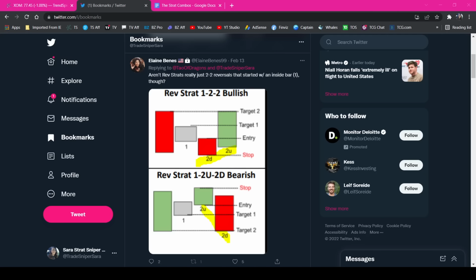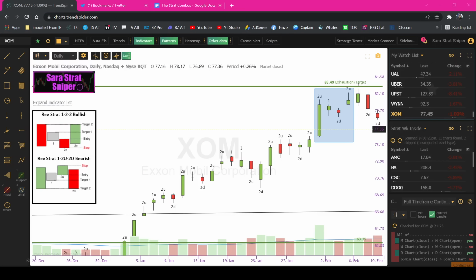And they are executed the same way as a 2-2 reversal, but what is different about them is the psychology. So I really want to dive into that today. If you look at the left side of my screen, you will see I have an image of both of the RevStrats. There is a bullish RevStrat and there is a bearish RevStrat. In technical analysis terms, a RevStrat is basically our version of a bull flag or a bear flag.